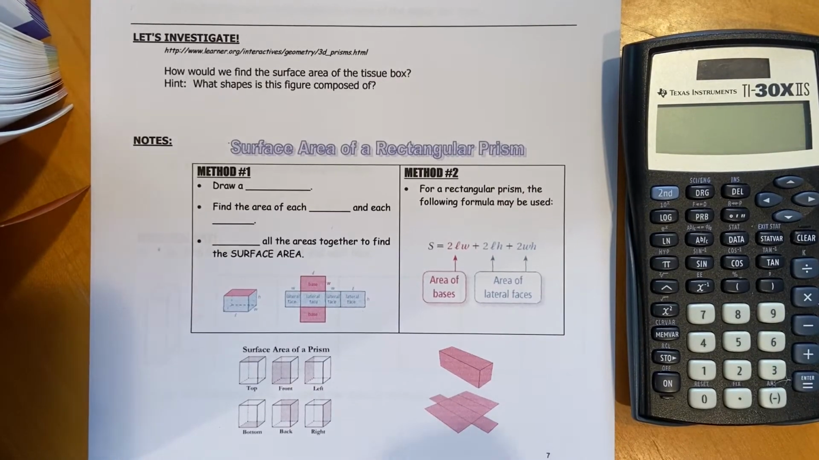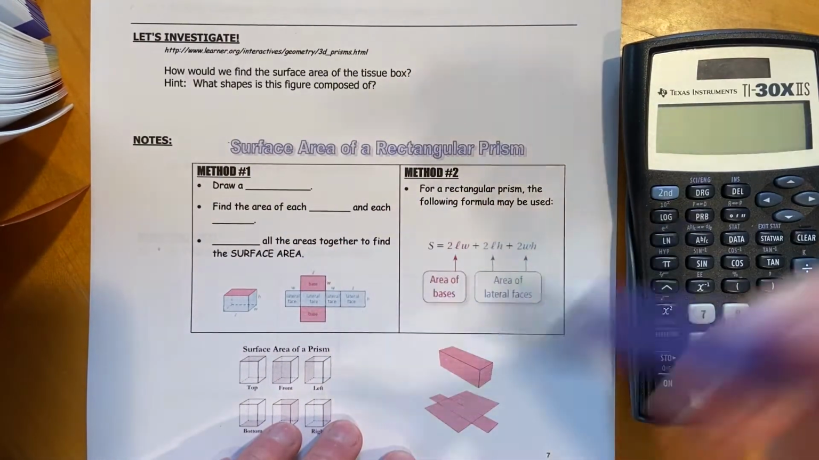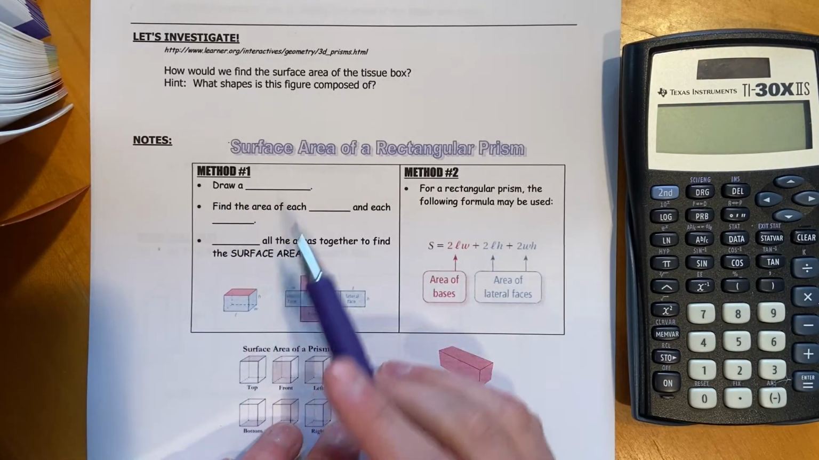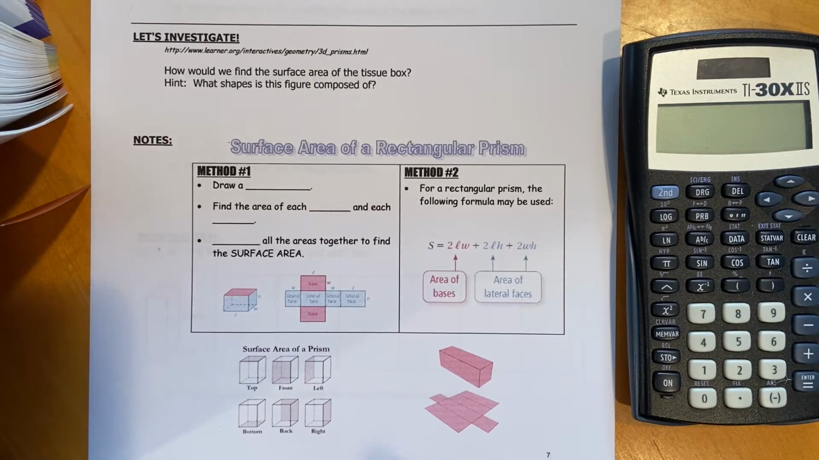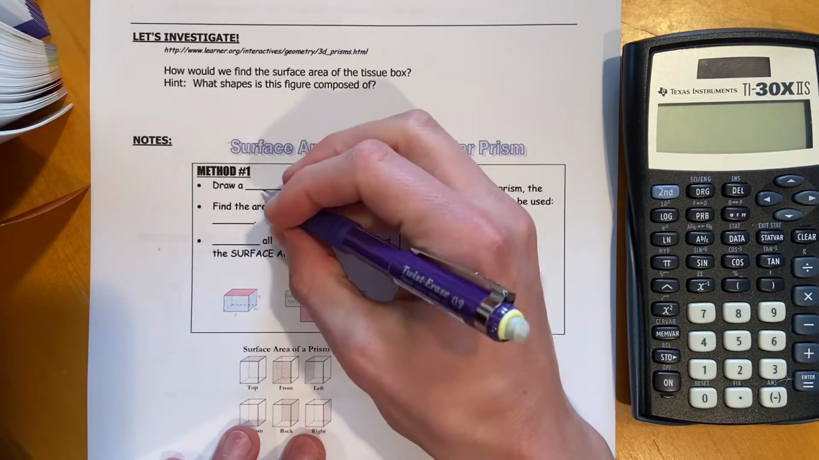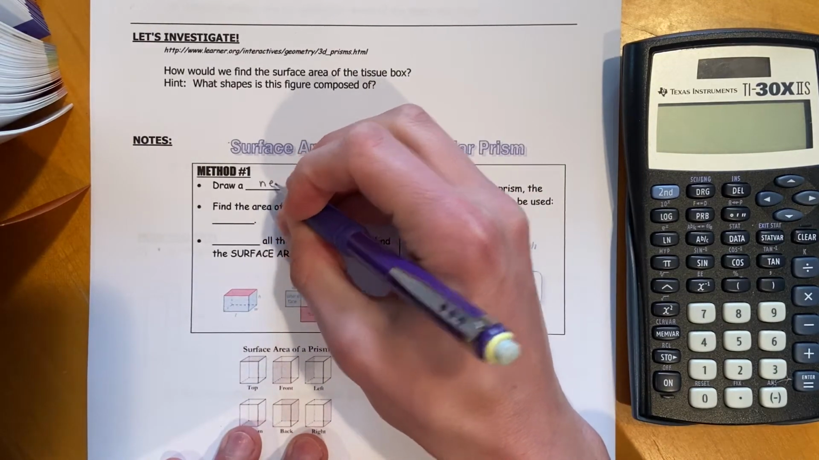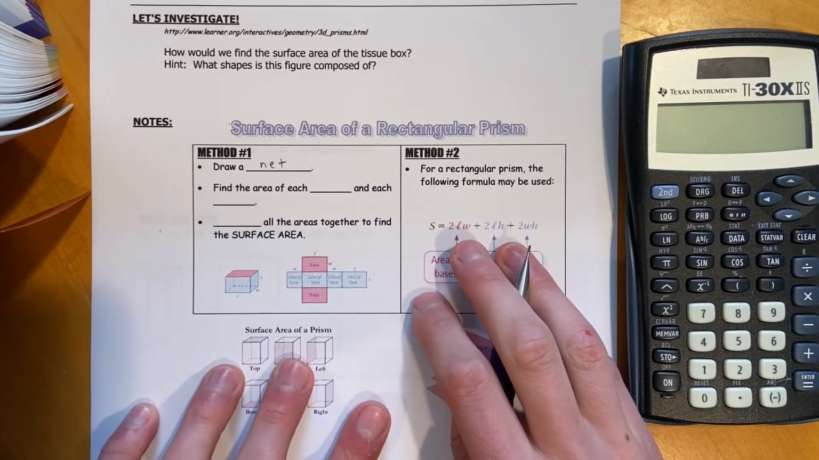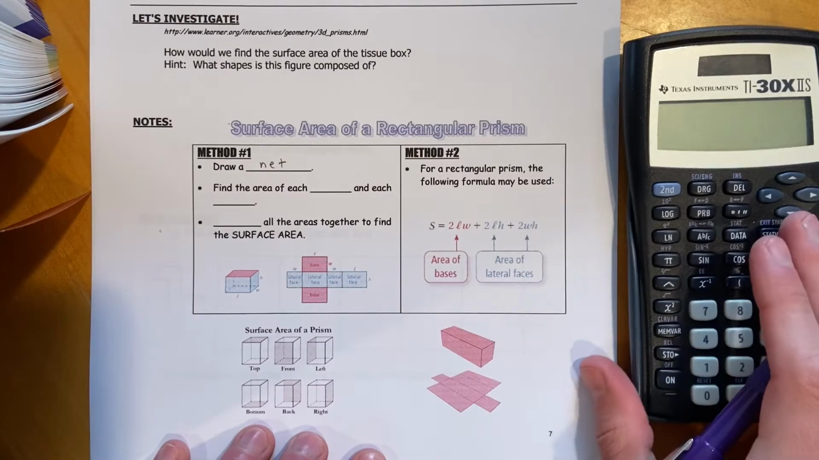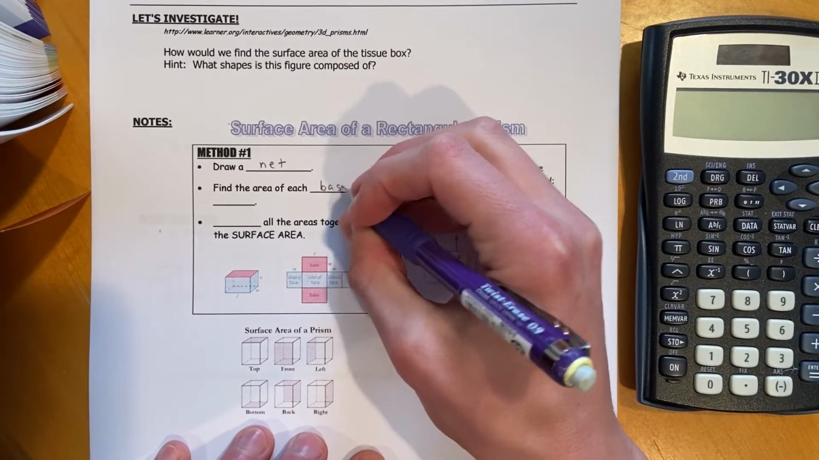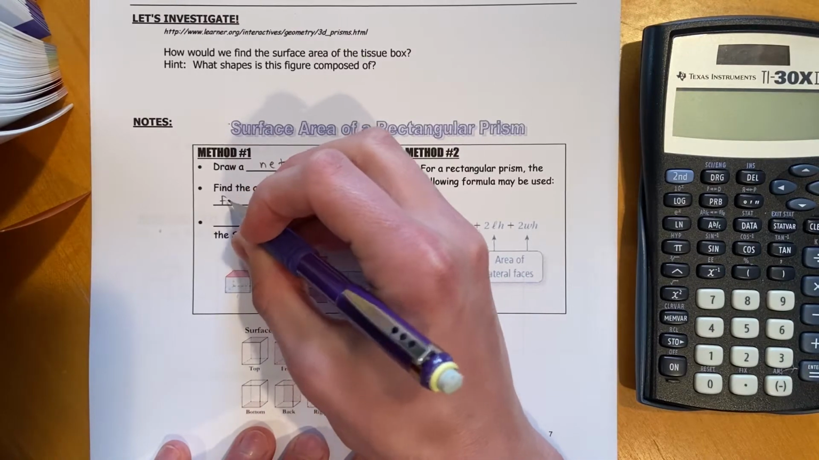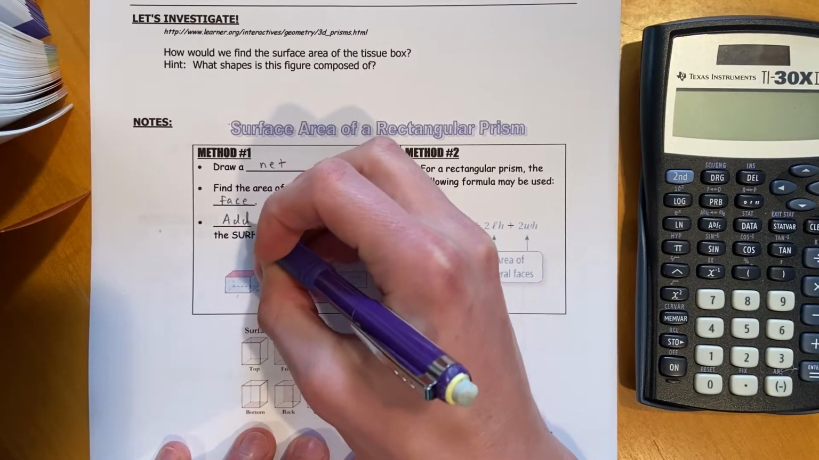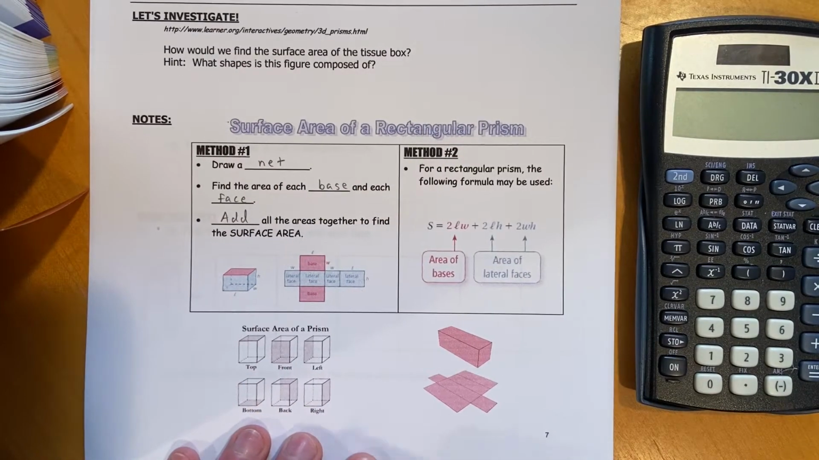All right, our notes for today. We're going to skip over the investigation for now because I had a tissue box and was able to show you the different faces of it. So we're going to jump right to our notes. Surface area of a rectangular prism. Our first method for how we do this is to draw what I had referenced in the do now, something called a net. Each of these are called nets. We use the net to find the area of each base and each face. And then we add all of the areas together to find the surface area.